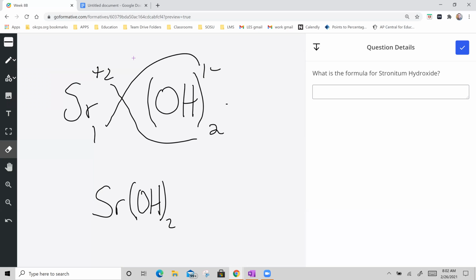If you do not put the parentheses, what you're actually writing is Sr2+ and OH2. That is not the same thing, so this would be incorrect. You have to put the parentheses on your polyatomics, especially when there's more than one, and there are two of them there. So in your answer spot, you would put Sr(OH)2. Of course, y'all are doing this on a piece of paper anyway. Okay, so the next thing.